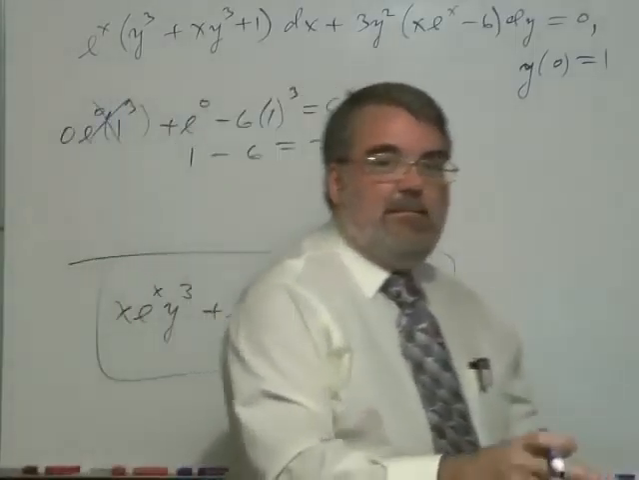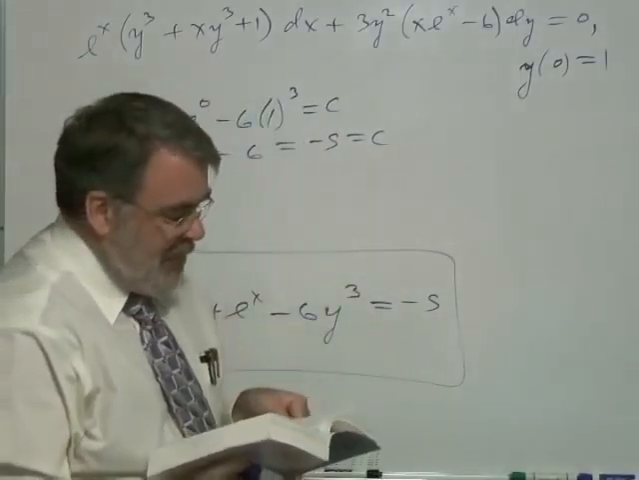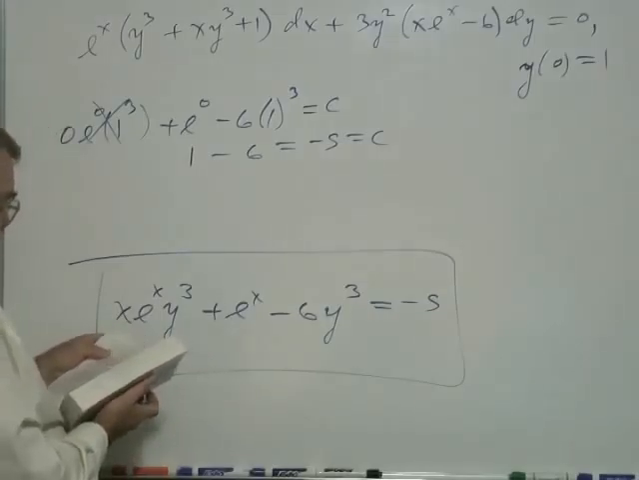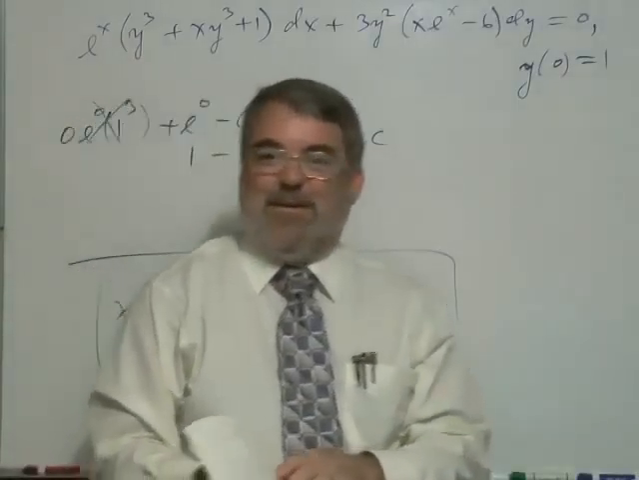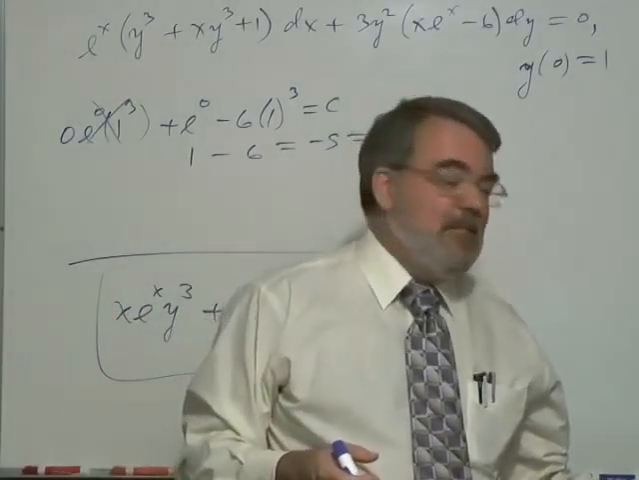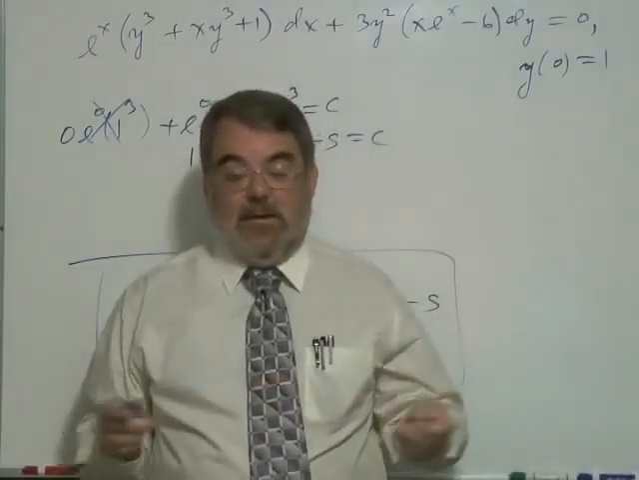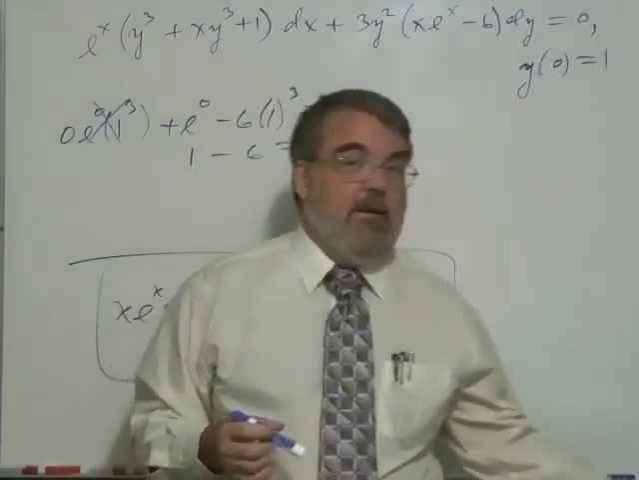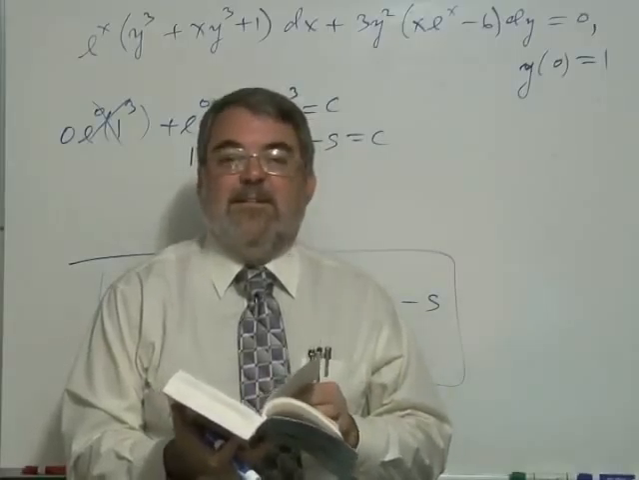So, let me check it, make sure I didn't screw up something. x e to the x y cubed plus e to the x minus 6y cubed equals -5. Feels good, doesn't it? Alright, so there's your exact differential equations. Kind of a nice change of pace, I think, from the earlier problems that had all that tedious substitution business. Okay, well, our next topic will be, I think, integrating factors, and that's a pretty interesting technique in itself.